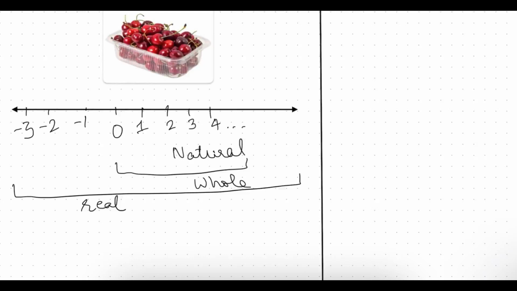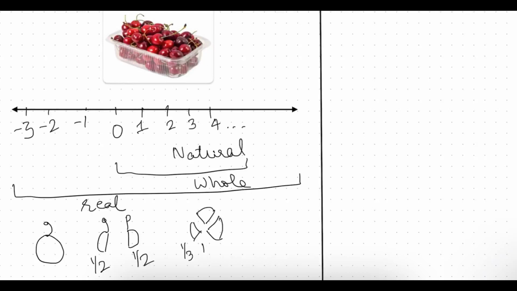Let's say you took a cherry and you cut this into 2 halves. So you would have 1/2 cherry and 1/2 cherry. If you cut it into 3 parts, you would have 1/3, 1/3, and 1/3 cherries. These are rational numbers that are denoted in the form of P by Q, where Q is not equal to 0. Now, why should we say that Q is not equal to 0?